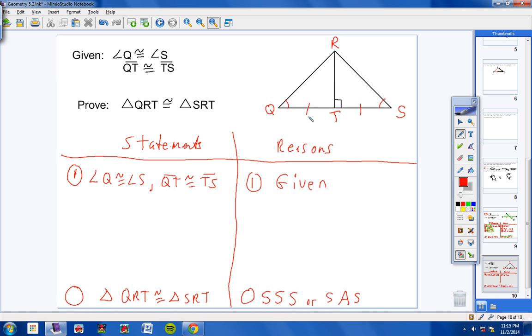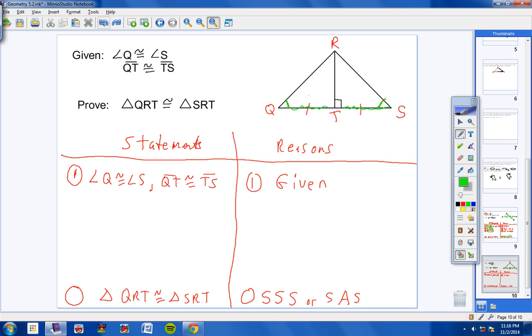Well, I know for sure that this side here is congruent to this side here, and I know for sure this angle here is congruent to this angle here. Man, if I could just prove that this side here was congruent to this side here, then I would have side angle side of one triangle congruent to side angle side of another triangle, and that would be super helpful. And you know what? I can do that.